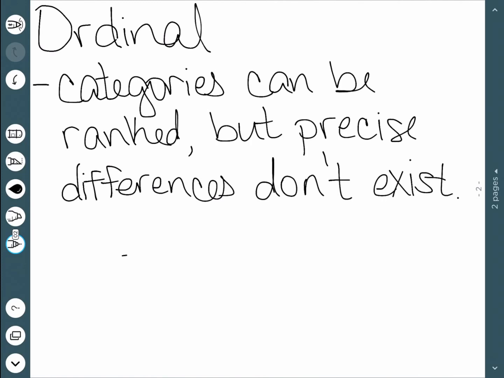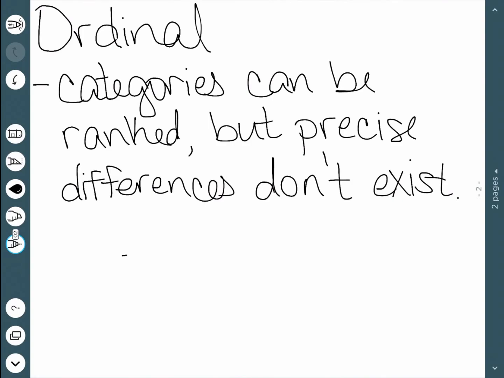Our second level of measurement is called the ordinal level. In the ordinal level, we now have our categories that can be ranked. However, precise differences in those orders don't exist. Some examples of this would be rating something on a poor, acceptable, good level, or a disagree, neutral, agree, or maybe with clothing sizes small, medium, or large. It's very obvious how these different categories should be ranked. However, precise differences don't really make sense.